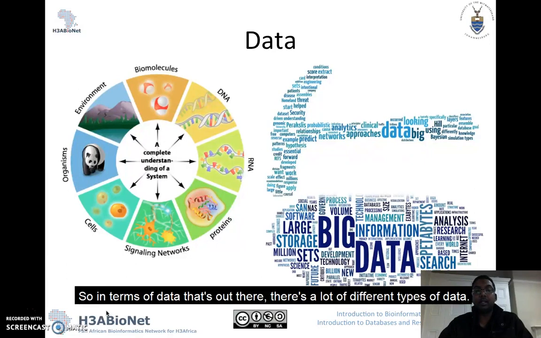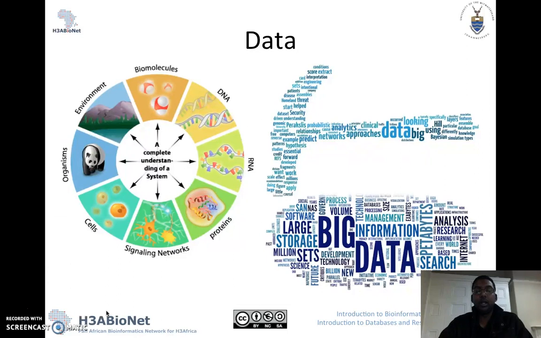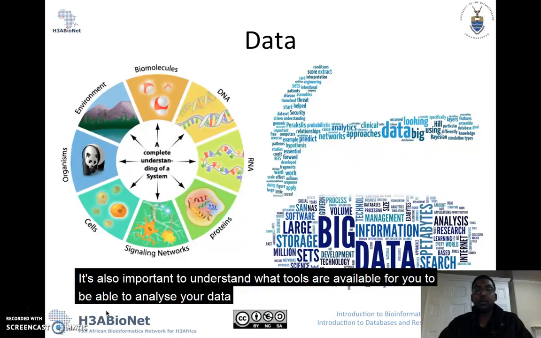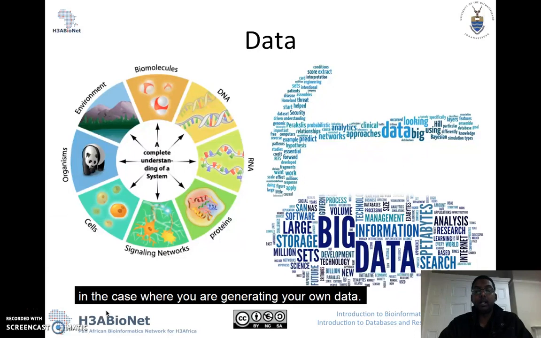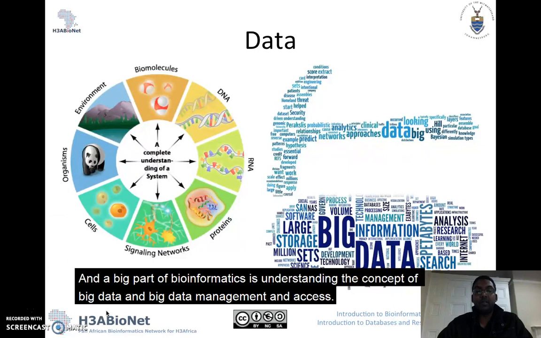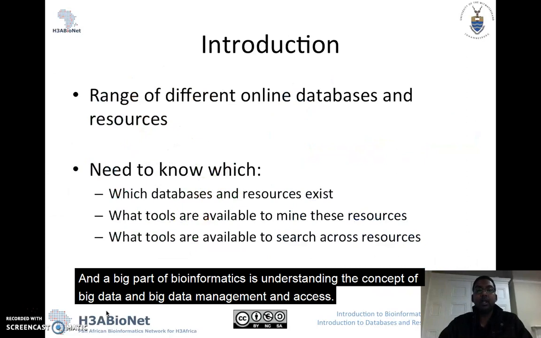So in terms of data that's out there, there's a large variety of different types of data, and it's important to understand how this data is stored and where the data is stored. It's also important to understand what tools are available for you to be able to analyze your data in the case where you are generating your own data. And a big part of bioinformatics is understanding the concept of big data and big data management and access.